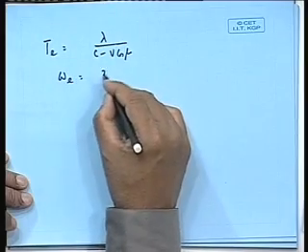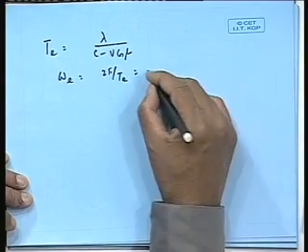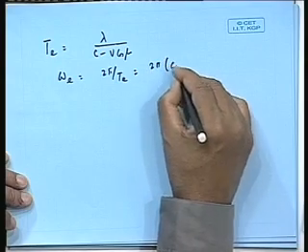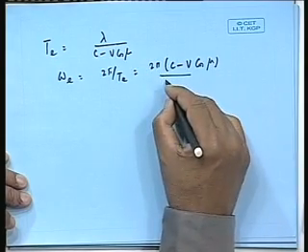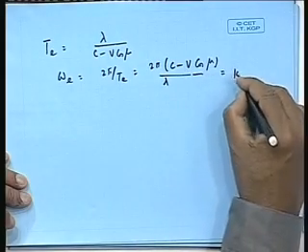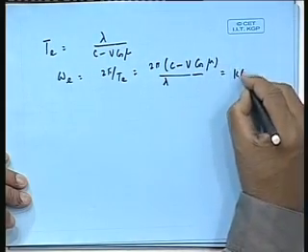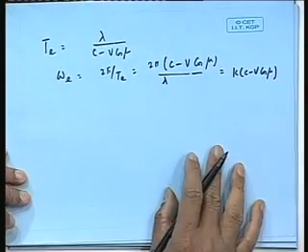So, omega becomes 2 pi by Te. If you work it out, this becomes 2 pi times c minus v cos mu by lambda. Since 2 pi by lambda is k, this becomes k into c minus v cos mu.